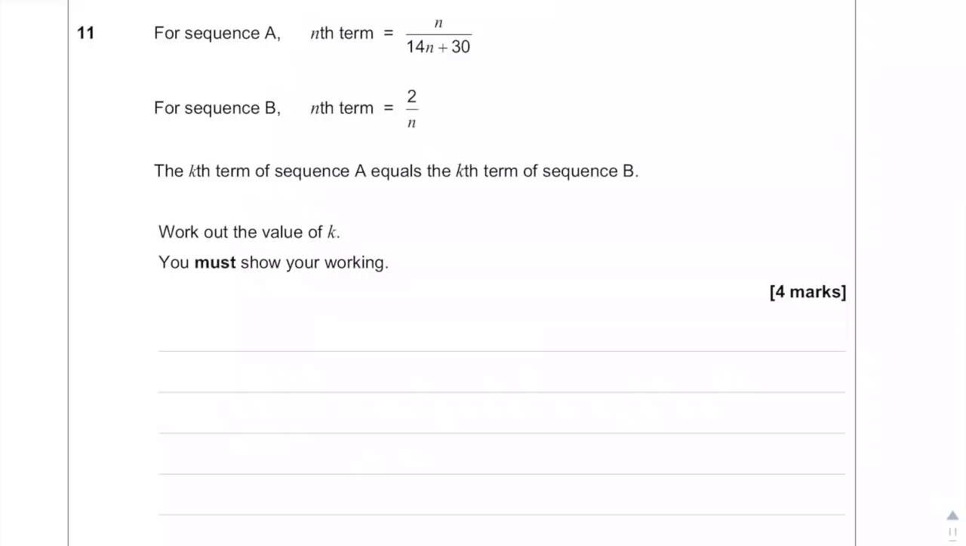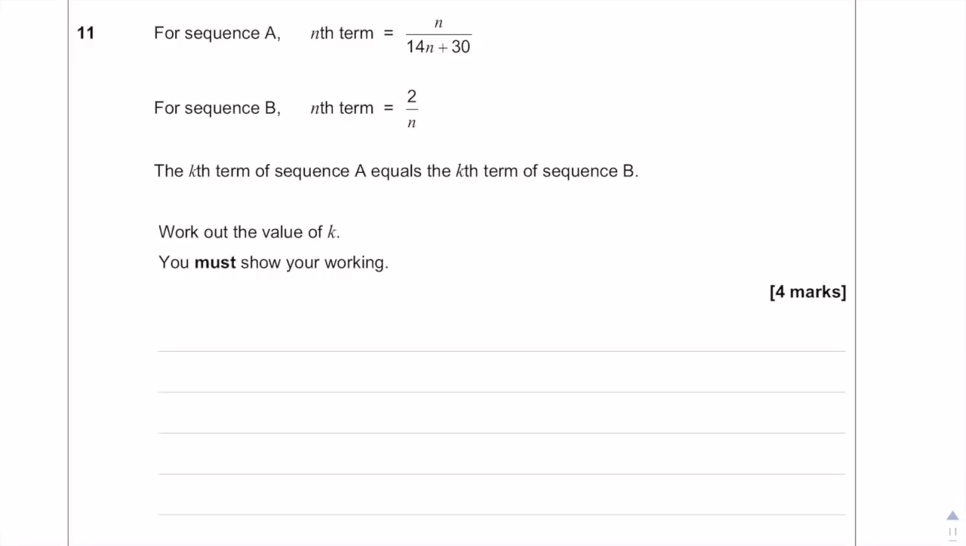Question 11. For sequence A, the nth term is n over 14n plus 30, and sequence B, the nth term is 2 over n. We're told that the kth term of sequence A equals the kth term of sequence B. Work out the value of k, you must show your working. Okay, so I know what the nth term of both sequence A and sequence B are.